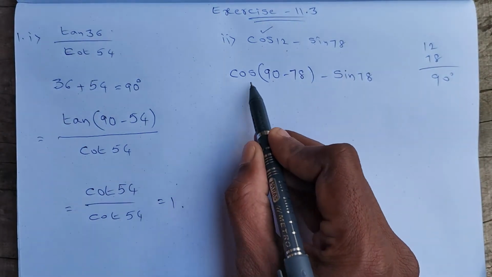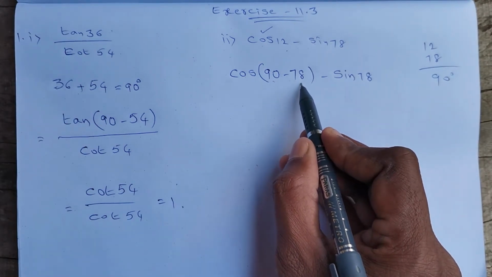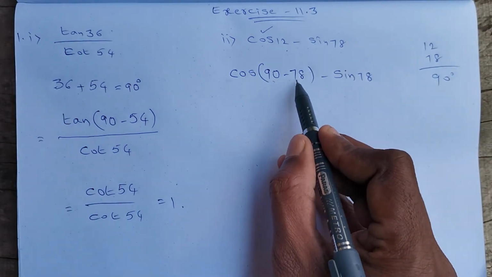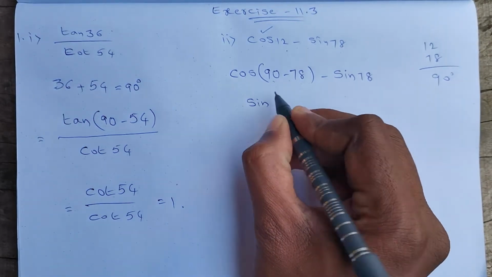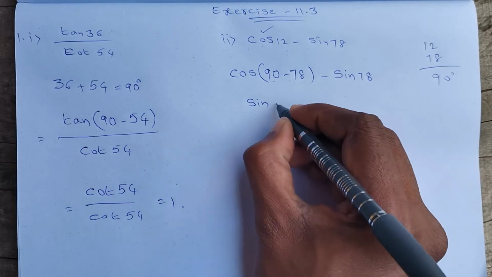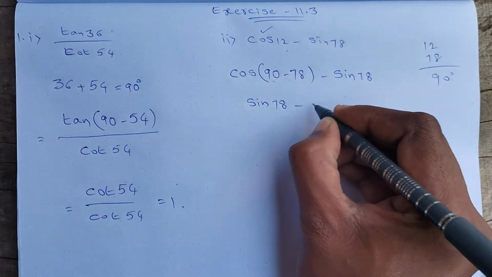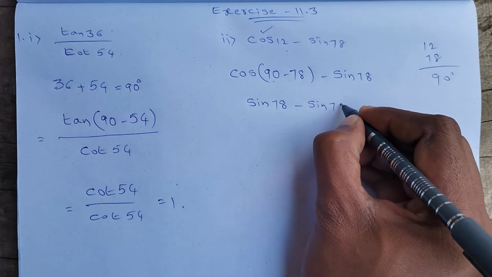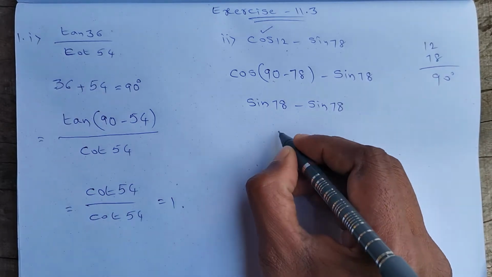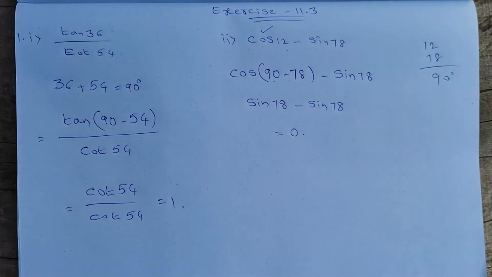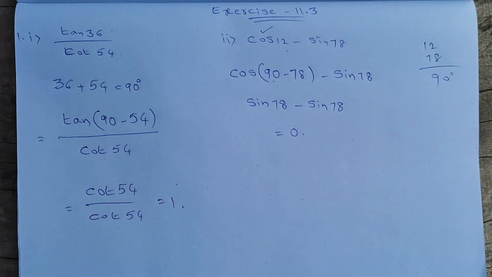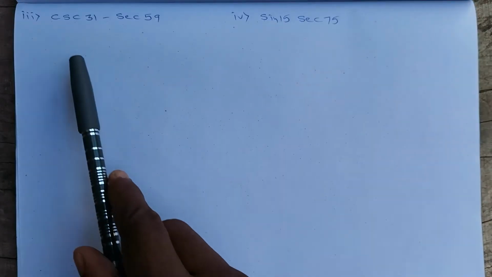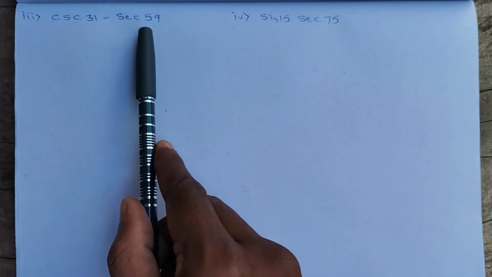Now cos of 90 minus 78 is in the form of cos of 90 minus theta. So cos of 90 minus theta is nothing but sin theta. So cos of 90 minus 78 is sin 78, minus the second term as it is, sin 78. Sin 78 minus sin 78 is 0. So the value of cos 12 minus sin 78 is 0. Next, question number 3. Cosecant 31 minus secant 59.